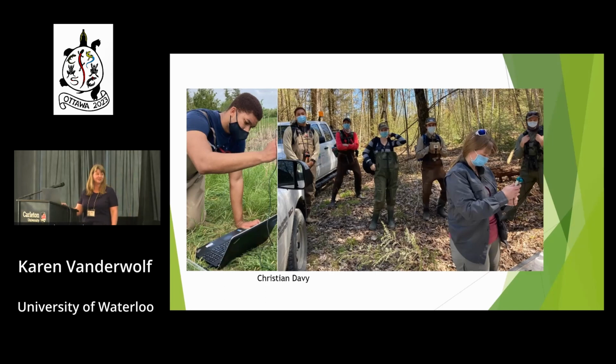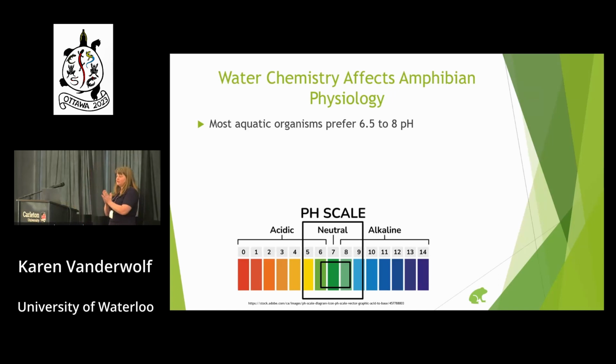So I want to start with the pH scale. Some of you might be familiar with pH. This is a log scale, so differences between each number are big. They're not just little differences. So for pH, anything below 7 is acidic. Anything above 7 is alkaline. And you see I have two boxes there. So the big box, let's see if this works. No. Oh, well. All right.